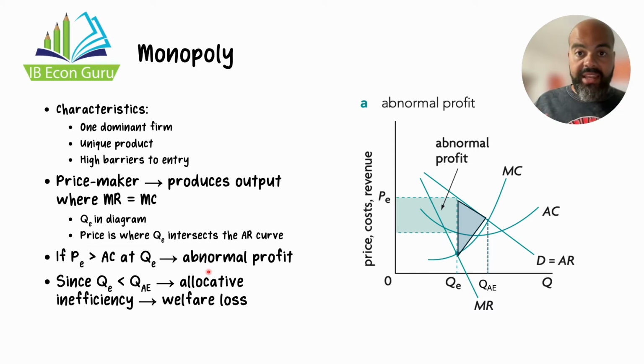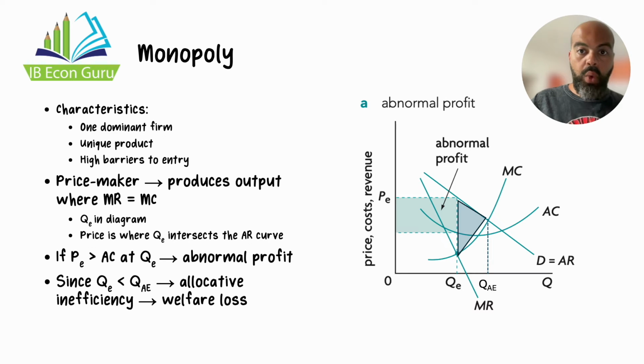Also, remember the allocative efficiency condition is AR is equal to MC. So this is where AR intersects MC. We'll call this QAE. That's the allocatively efficient output. Since what the monopolist actually produces, which is QE, is less than what it should be producing from society's point of view, QAE, there is allocative inefficiency or a welfare loss, and this triangle here is the welfare loss triangle. All right, so this is basically the situation of abnormal profit.